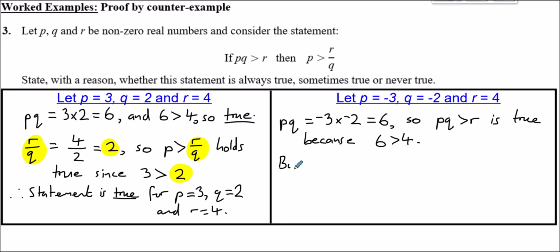But r over q now, if we're letting our r be 4, then that becomes 4 over our q, which is minus 2, and 4 over minus 2 equals minus 2. So p being greater than r over q is not true now.